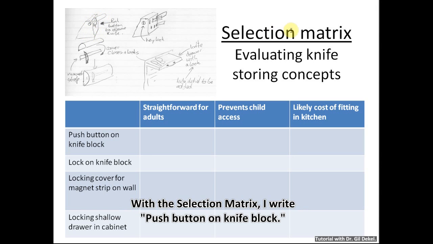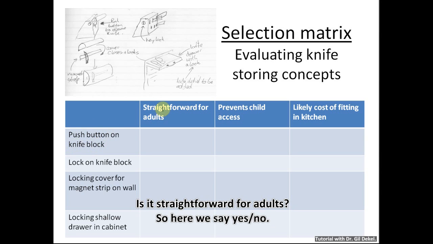And with the selection matrix, I write push button on knife block. Is it straightforward for adults? So here you say yes, no. Does it prevent child access? Yes or no.